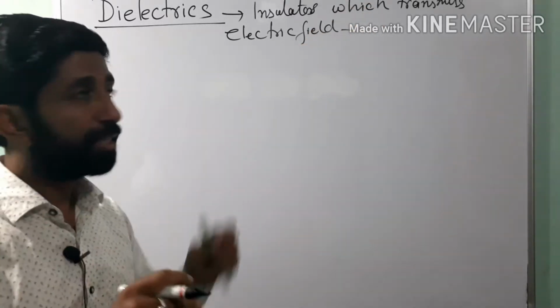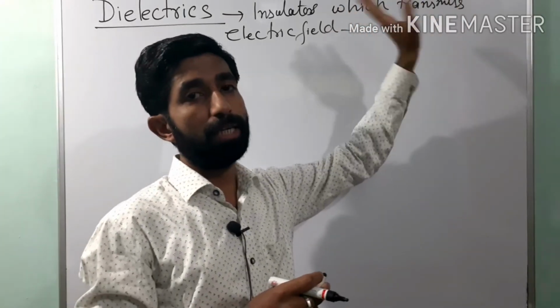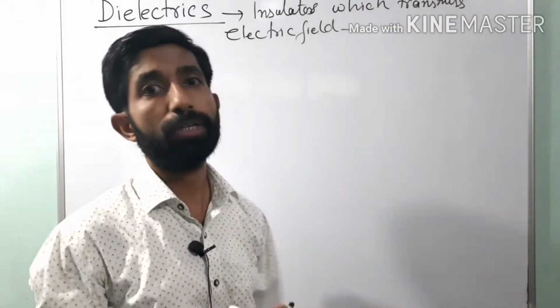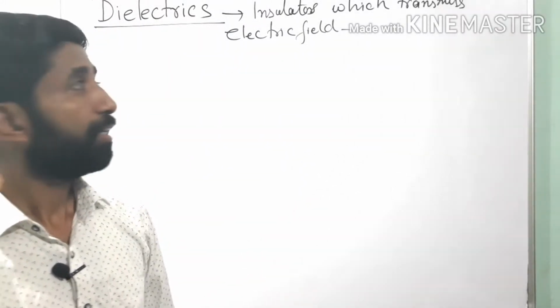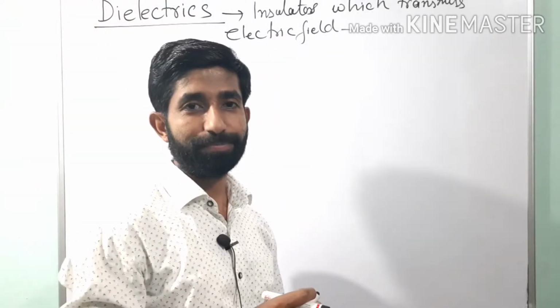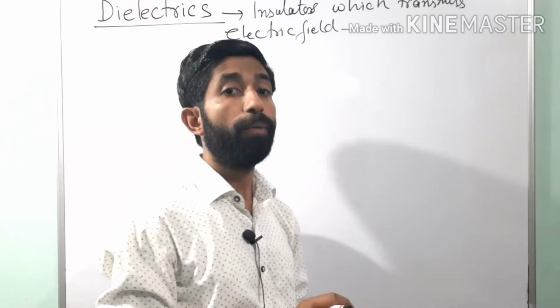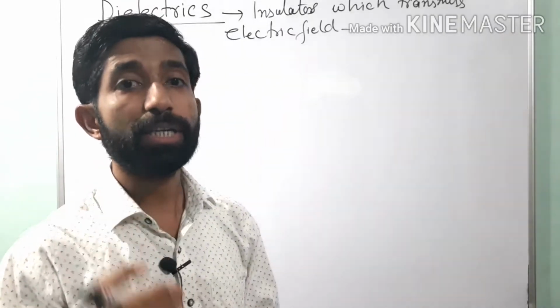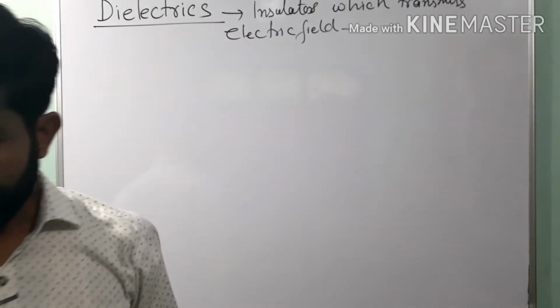Now, something is hidden in this definition. It is only talking about transmission of electric field, but no movement of electron will occur inside the dielectrics. Because they are insulators, they do not have any free electrons, but they can produce some effects when placed in an external electric field. That's it.